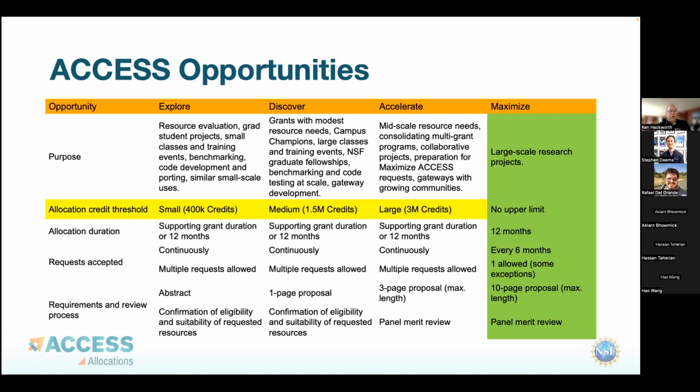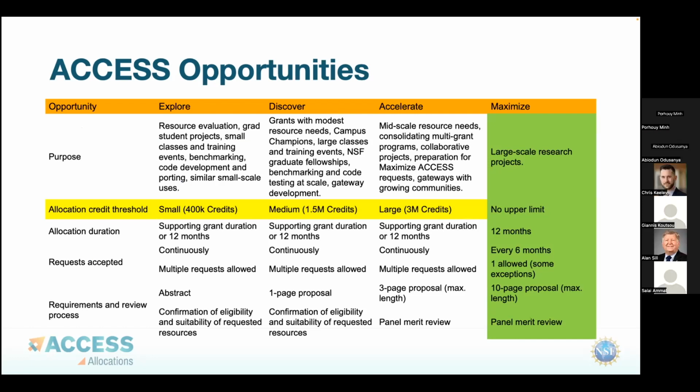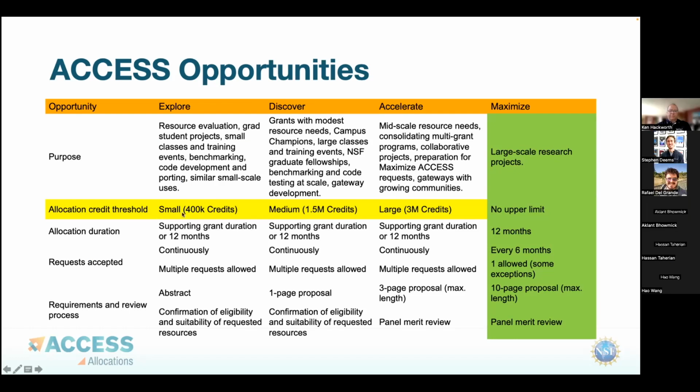So just a little overview, and hopefully this makes some sense. And I tried to talk about this. So again, Explore: opportunity, resource evaluation, startup, graduate students, benchmarking, code development, things like that, just to get your feet wet to try different resources. It's a low bar to get accepted. Again, 400,000 credits. You can have multiple requests, which is definitely different than what we had in the past.